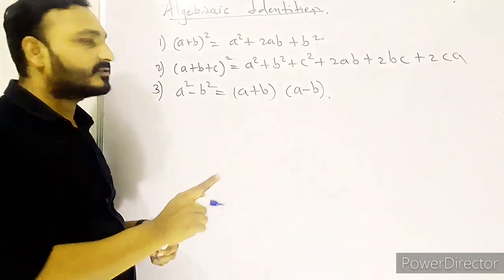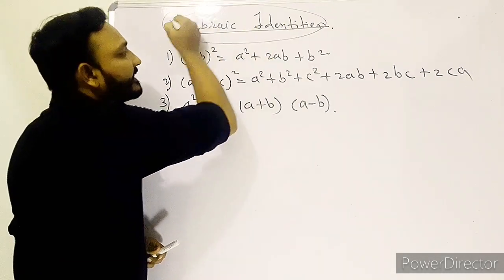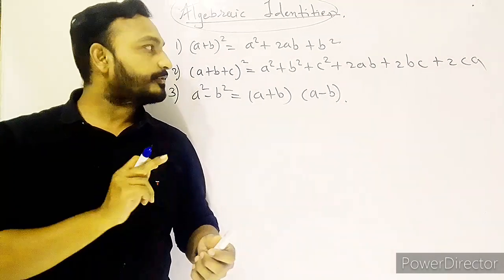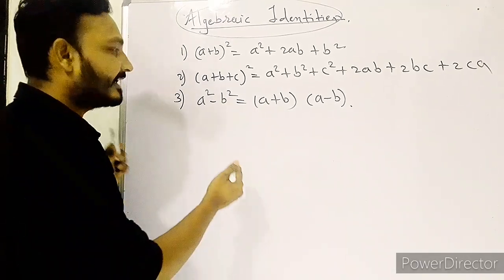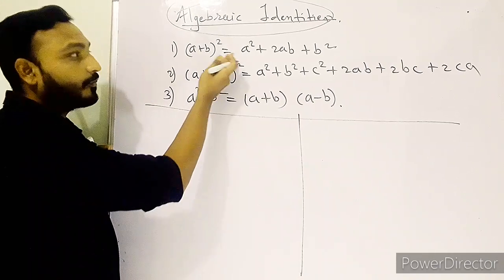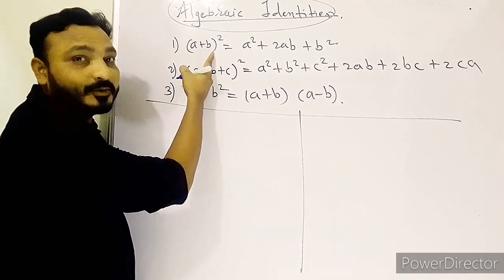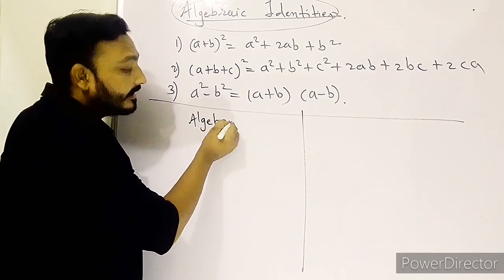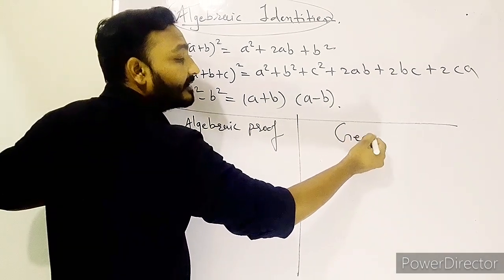Because I am going to explain these algebraic identities in geometrical form, because we need the geometrical proof for these identities. For example, if someone asks you the proof of this identity, we have two ways to express the proof: algebraic proof, and another proof is geometric proof.